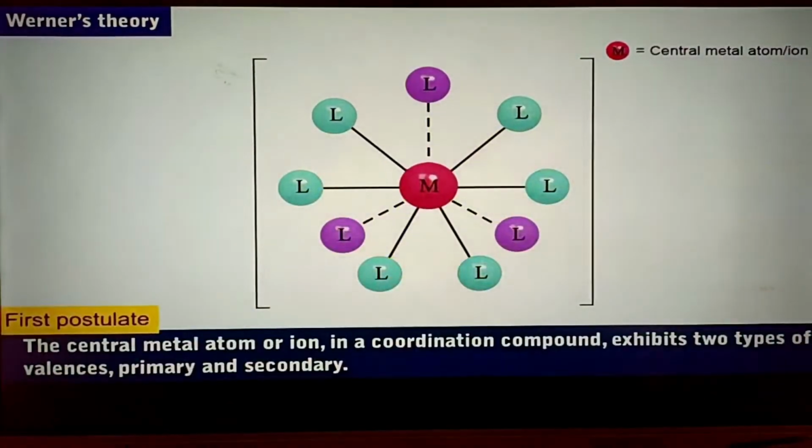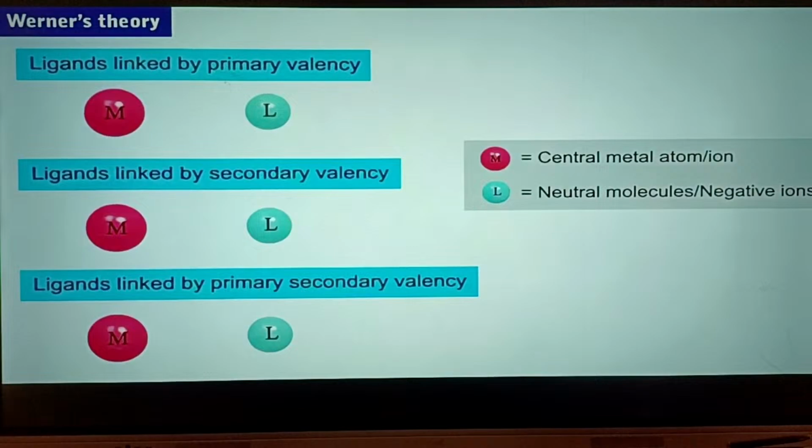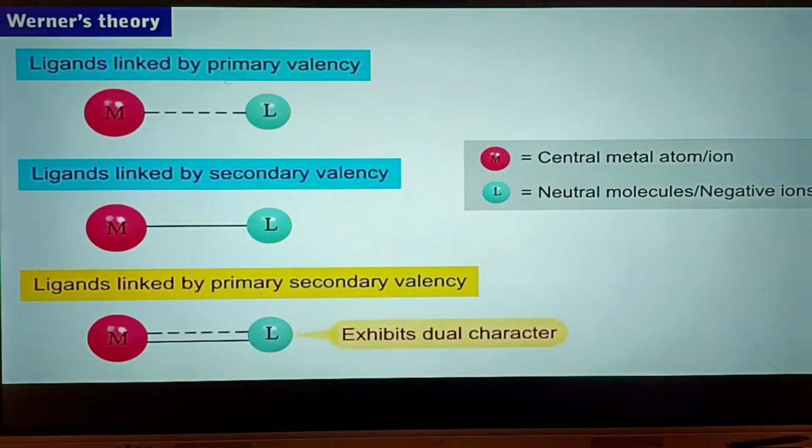The first postulate is that the central metal atom or ion in a coordination compound exhibits two types of valencies, primary and secondary. While writing the structure of the metal complexes, the ligands that are linked by primary valency are shown by dotted lines, while those linked by a secondary valency are shown by thick lines. If a ligand satisfies both the valencies, then it is shown by a thick as well as by a dotted line, and it is said to exhibit dual character.